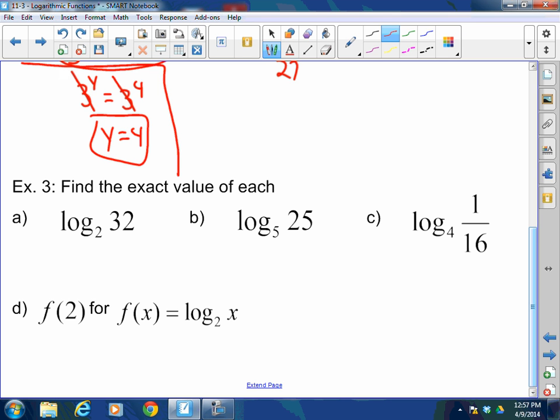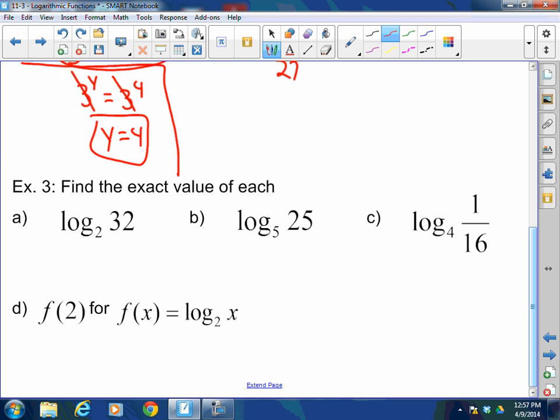Now comes the fun part. Let's evaluate the exact value of each. Now, unfortunately, you see this and you're like, wait a second. It's not a base 10, Mr. Morrow. I can't use my calculator? You can, but I'm not going to show you how yet. I'm going to first tell you how to do it the right way, by hand.